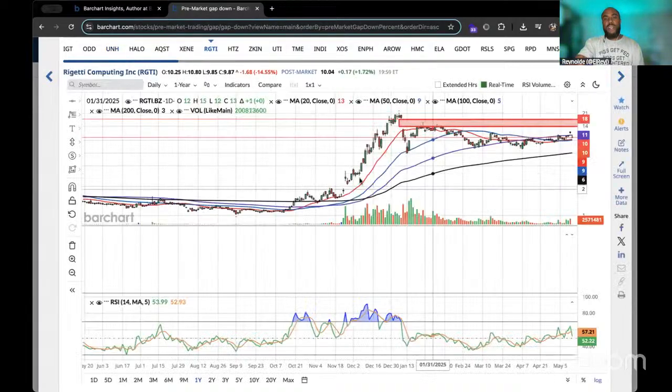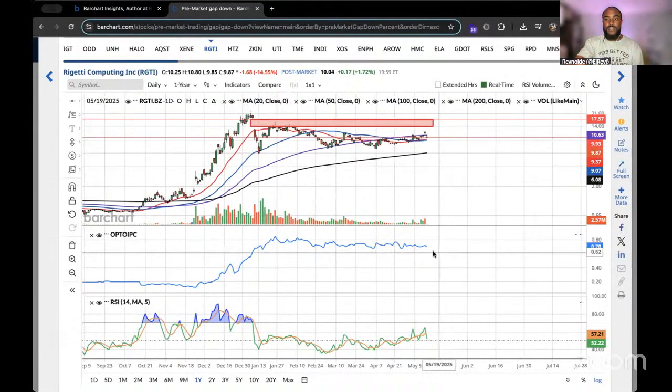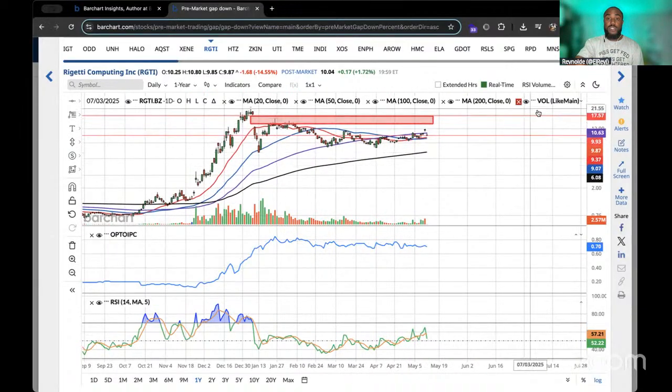So another name you might know is Rigetti. Let's see, it had a gap down on earnings today. You can see that a lot of people are still kind of holding puts. They're not giving up on this trade. And after a gap down, it could potentially move lower.